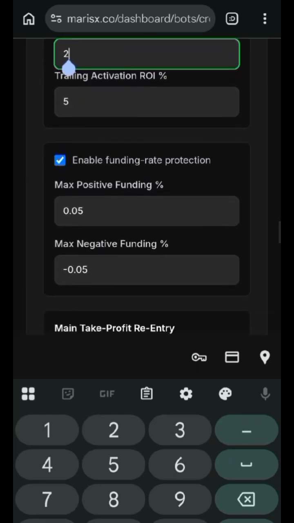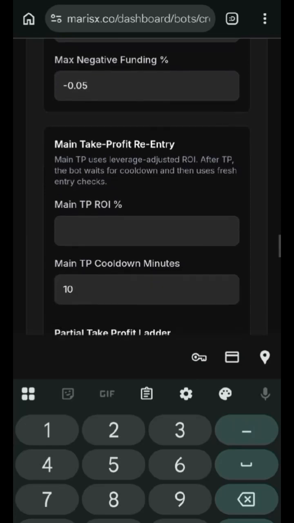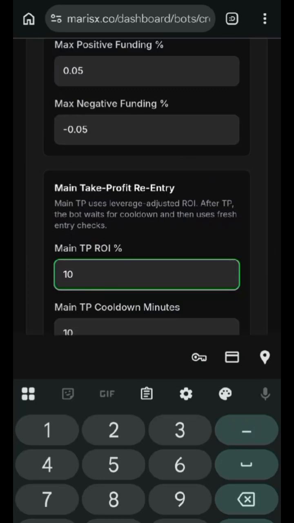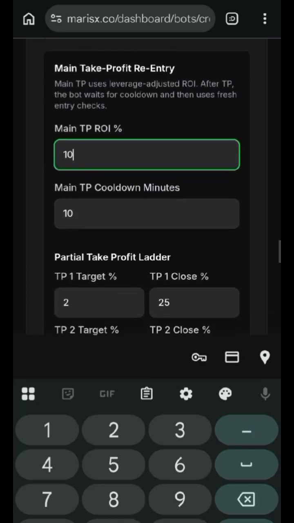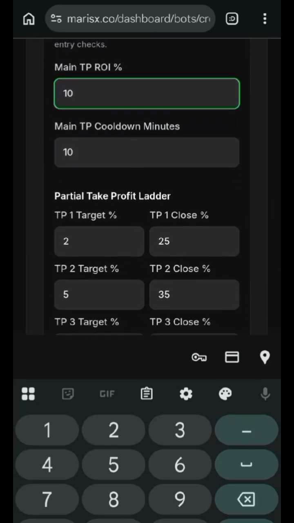And then funding rate, leave funding rate at 0.05 and 0.05, because there are some funding rates that will consume most of your profit. For instance, if you are using 0.4, 0.20, or 0.5, it will consume most of your profit. So we leave it at 0.05. All right. And then for the main TP ROI, we set it at 10%. That is the main TP expectation. And then partial take profit. Now remember that we now have partial take profit.